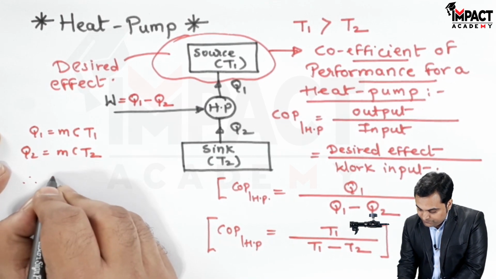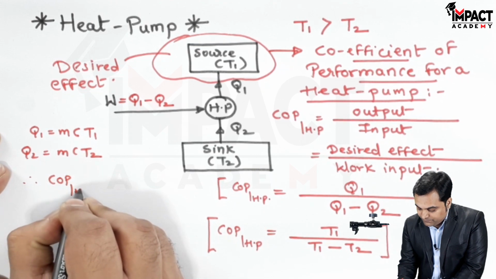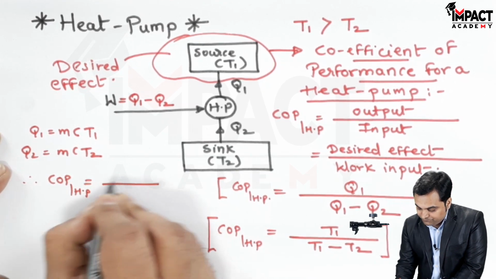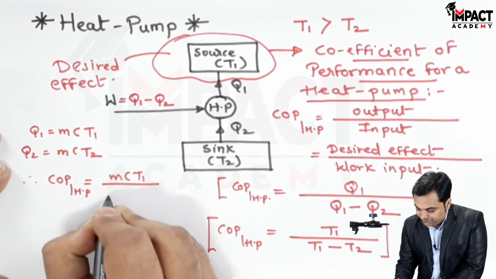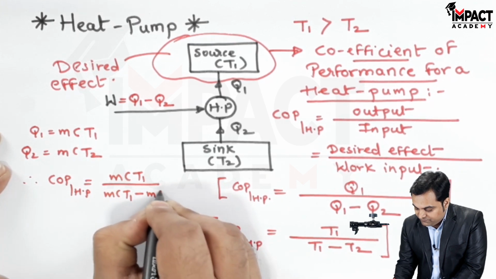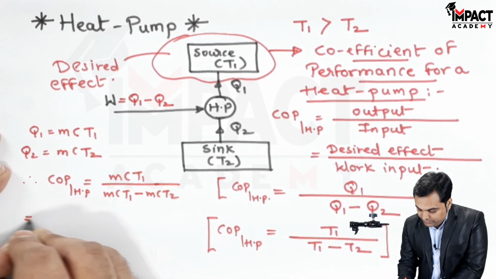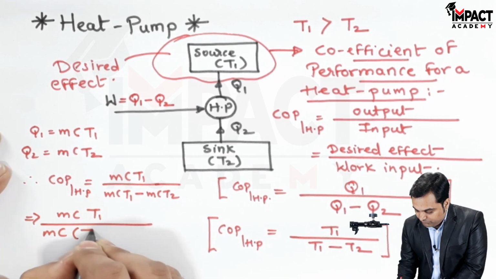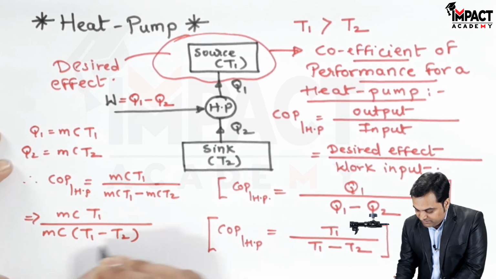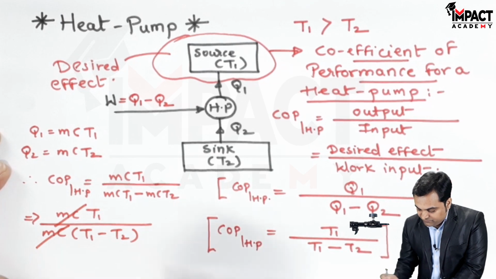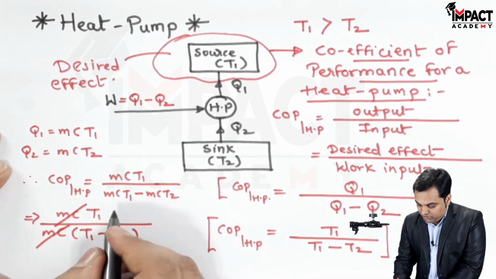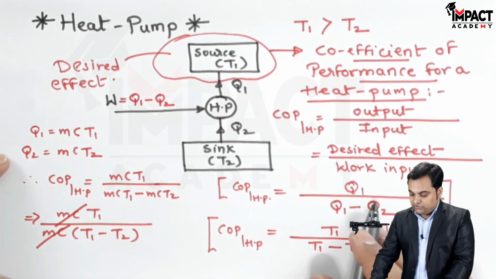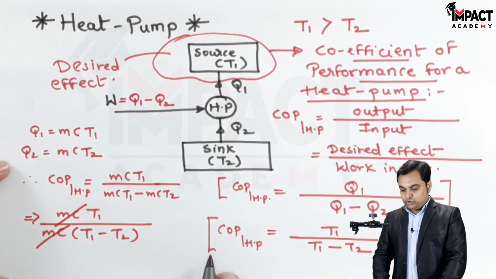So that would be COP for the heat pump is equal to Q1 is mcT1, Q2 is mcT2. So m into C would be taken common from the denominator. Then we have T1 minus T2, mc and mc get cancelled. So the formula of the COP, which is there in the form of heat, can also be written in the form of temperatures.